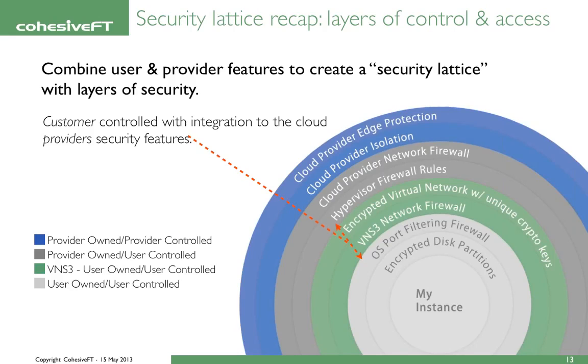So let's look at how this fits within the security lattice I talked about in webinar 1. This lattice represents the layers of control and access, and you combine user with provider features to create the security lattice. If you look in the center of the lattice, you'll see where VNS Cubed sits. It's customer controlled, and it has integration into the cloud provider security features, essentially providing some very clever middleware.